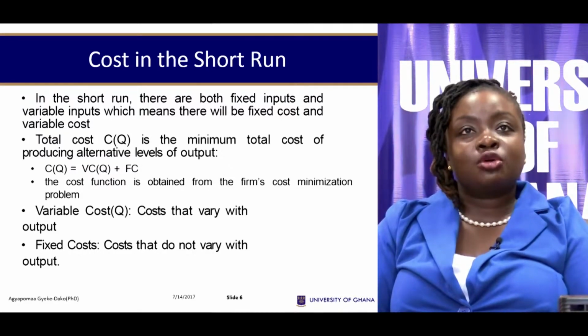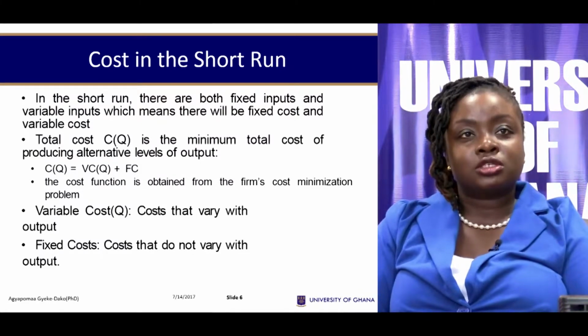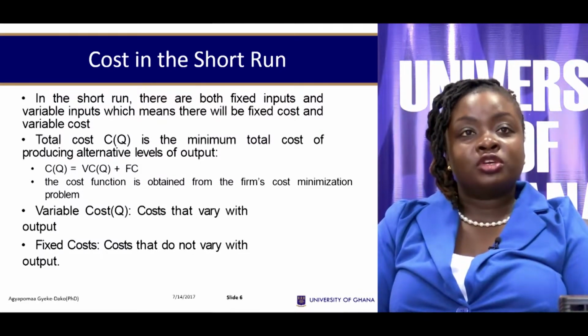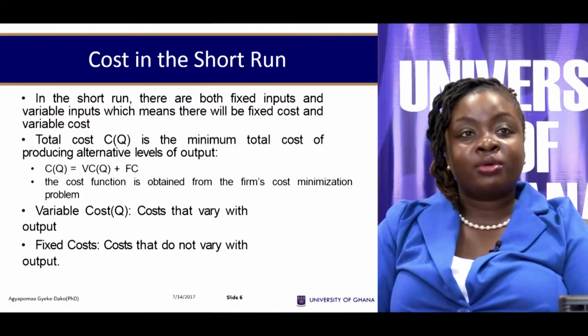So let's start with cost in the short run, because remember we had production in the short run and production in the long run. Cost in the short run would mean that in the short run we're going to be having both variable cost and fixed cost. So the total cost obviously is going to be the variable cost and the fixed cost. The variable cost here will be a cost that would vary with output, and the fixed cost would be a cost that would not vary with output.